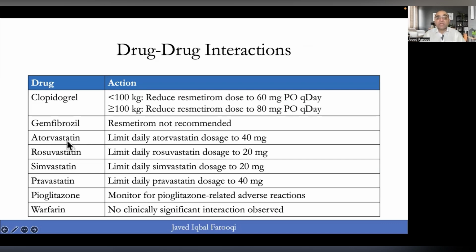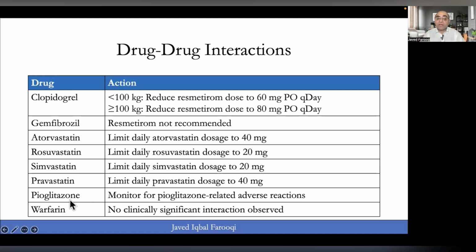Patients who are using atorvastatin, limit the daily atorvastatin dosage to 40 milligram. Don't increase the dose from 40 milligram. Those who are using rosuvastatin, limit the daily rosuvastatin dosage to 20 milligram. Don't exceed this. Those patients who are using simvastatin, limit their daily simvastatin dosage to 20 milligram. Those who are using pravastatin, limit their daily pravastatin dosage to 40 milligram.